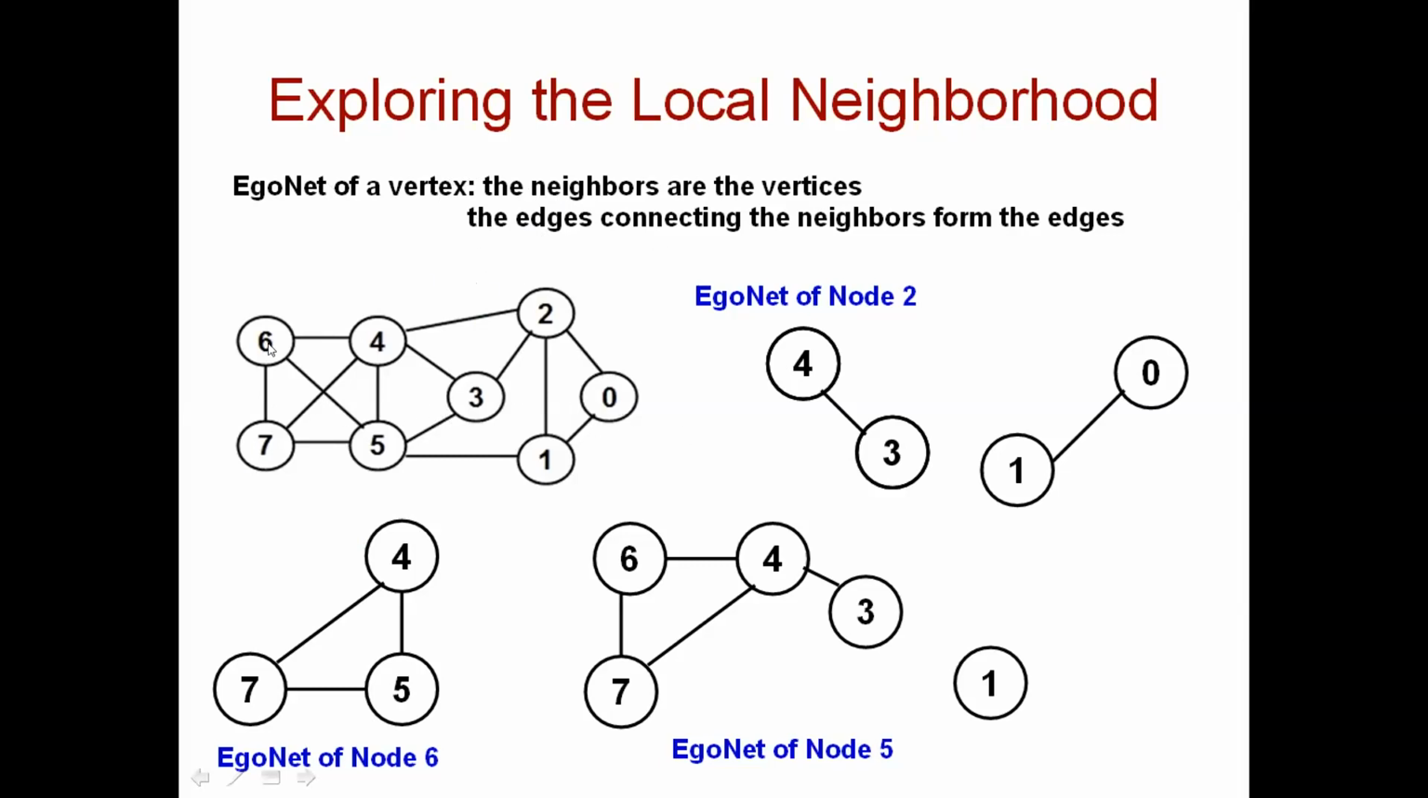So, for example, given this graph here for node 2, its neighbors are 0, 1, 3, and 4. So the ego net will have only 0, 1, 3, 4 as the vertices, and the edges connecting those neighbors as the edges here. So there are only two edges in this ego net. For node 5, its neighbors are 1, 3, 4, 6, and 7. And these are the edges connecting its neighbors, and so on.